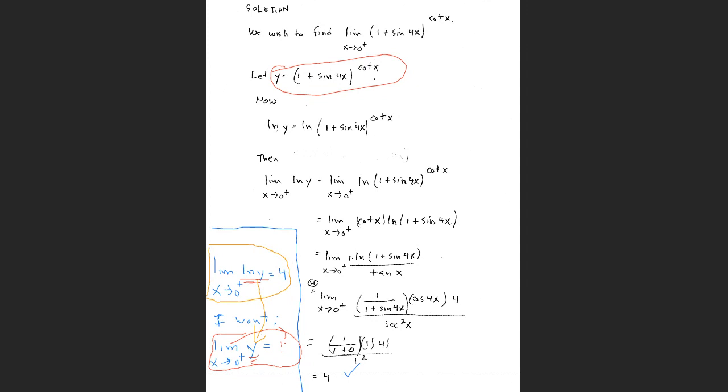Good, Sean. Somebody else, was that Nathan or Samuel, who said e to the fourth is right? That's what the limit's going to be.